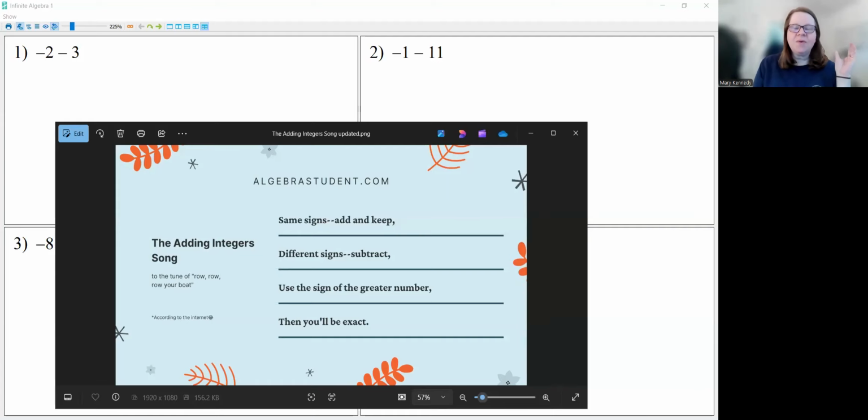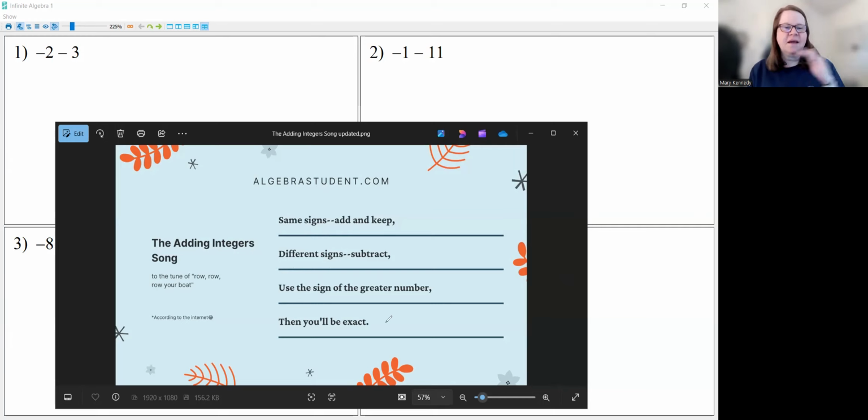Okay, here we go. We're going to use this song to help us figure out how in the world to add and subtract positives and negatives. I'm not going to sing to you, but think about the tune Row, Row, Row Your Boat from when you were a little kid, right? Same signs, add and keep, different signs, subtract. Use the sign of the greater number, then you'll be exact.